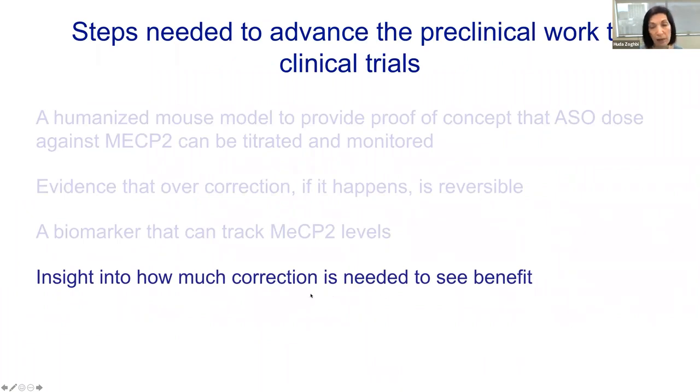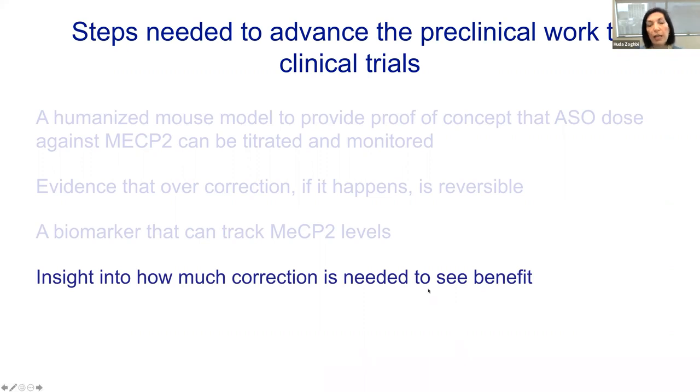The last part I want to share with you is new insight we gained to learn how much correction is needed to see clinical benefit. Do we have to go from 200% to 100%? Ideally, I hope so, because that's the ideal correction. But what happens if we get to 50%? And what happens if we get to 70% rather than 100?